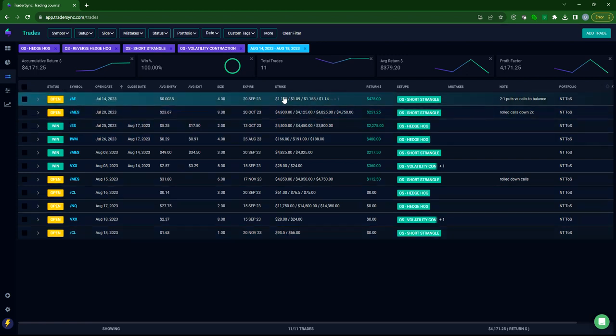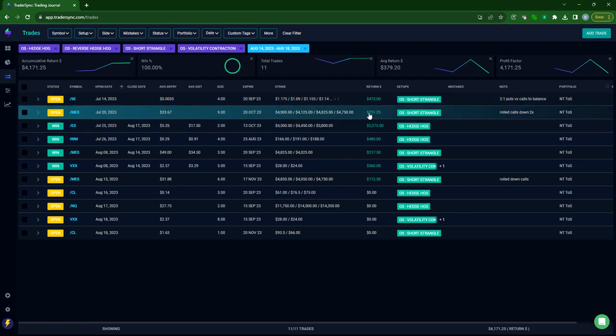So let's see, this 6E, those are just the book credits. We're actually down on that one overall, but it's still open. MES, that's a roll, so that one's still open.